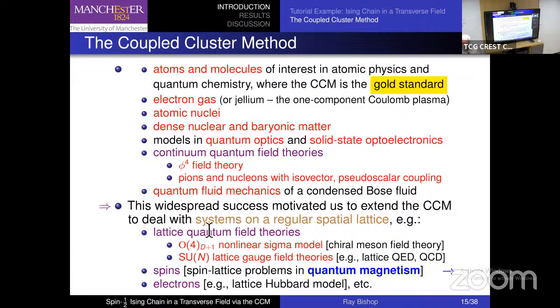And some 25 years ago, I was motivated to ask, what about systems on a regular spatial lattice rather than the continuum? Can we continue to use this model? At the time, I was interested in doing QCD, which is also, of course, typically done on the lattice. Almost all QCD calculations to date are done via the Lagrangian approach, and this is an intrinsically Hamiltonian approach. So it was interesting to ask, are we going to gain anything?